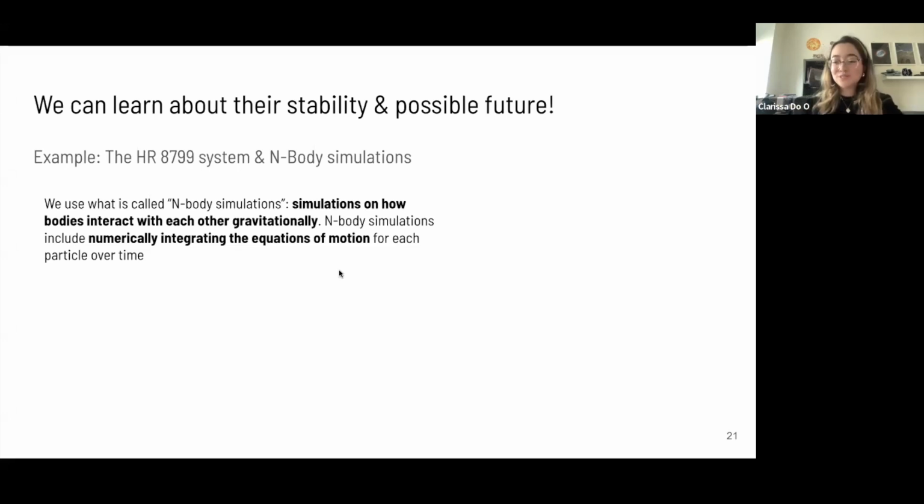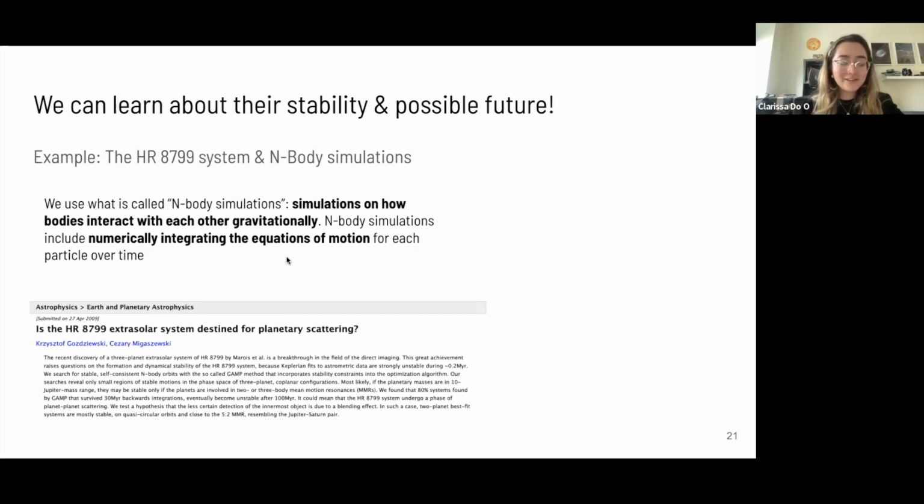When the HR 8799 system was first discovered, there was actually a paper about a year after it was discovered that was titled, "Is the HR 8799 extrasolar system destined for planetary scattering?" Essentially, these scientists ran n-body simulations for the system to see how it would evolve over time. And they found that most of the time, the planets would become unstable after 100 million years.